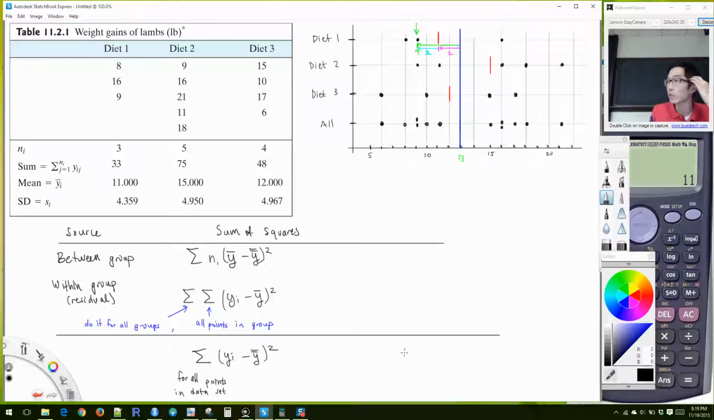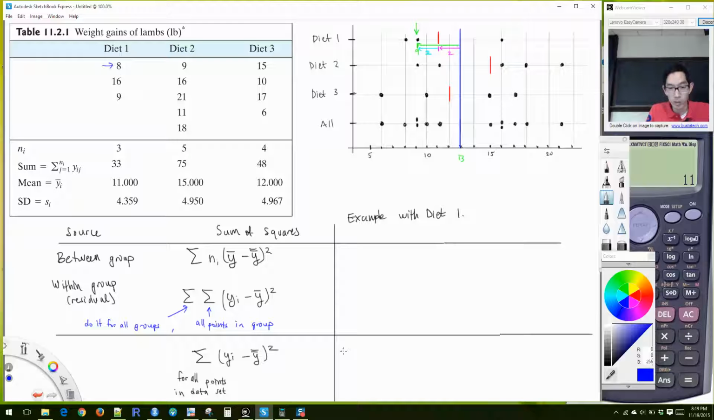Is that okay? So I'm just going to demonstrate that it works. Indeed, it works for all of the data points in diet 1. I'm not going to do it for all 12 data points; that would probably take too long. But we can make sure that this works here. So let's do this for example with diet 1. We say this lamb here, 8 pounds.